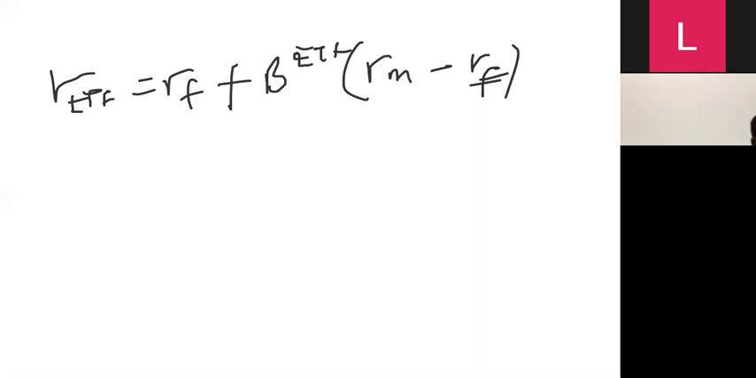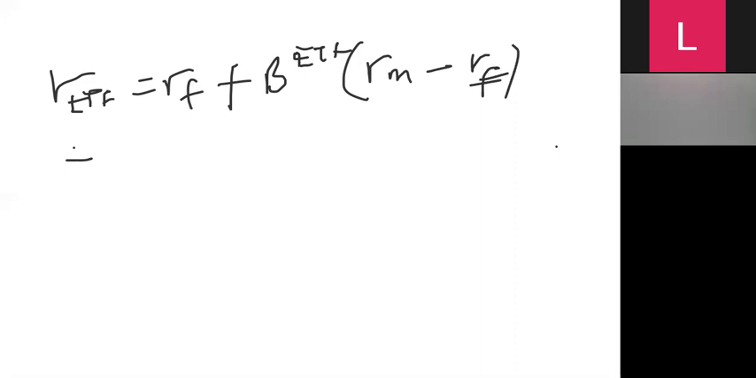So R of ETF is equal to RF plus beta of ETF multiplied by RM minus RF. So in this case, we know RF already, we know RM. What we don't know is the beta of ETF.